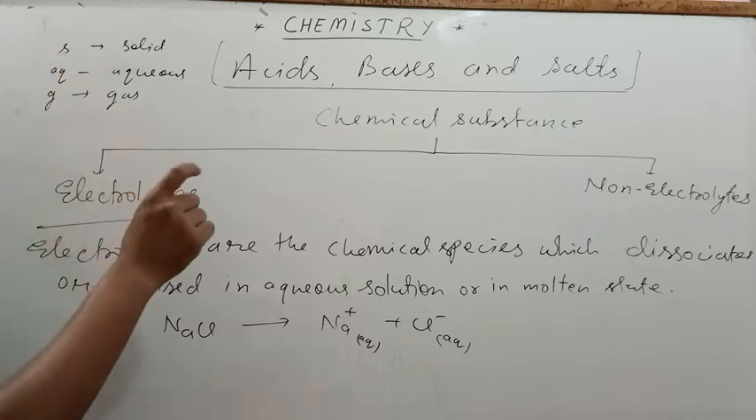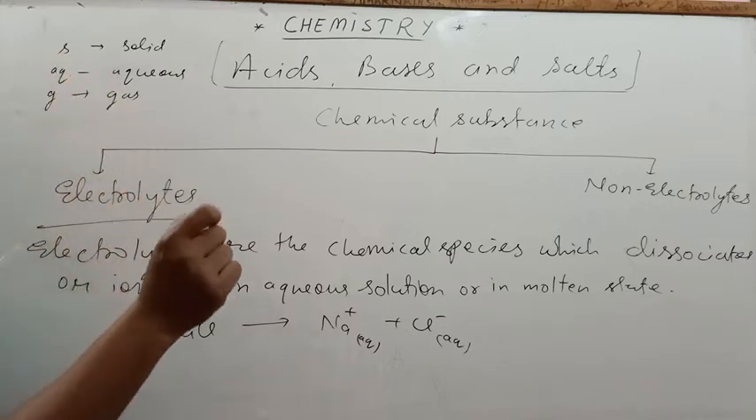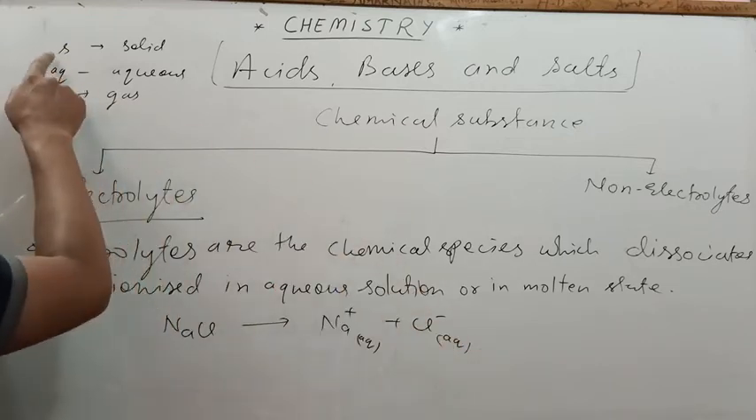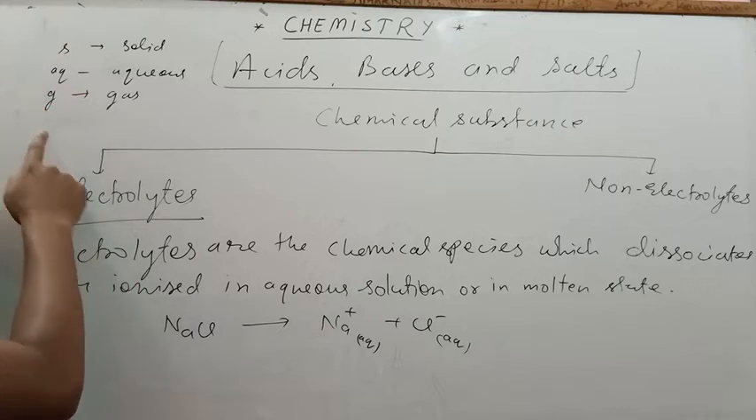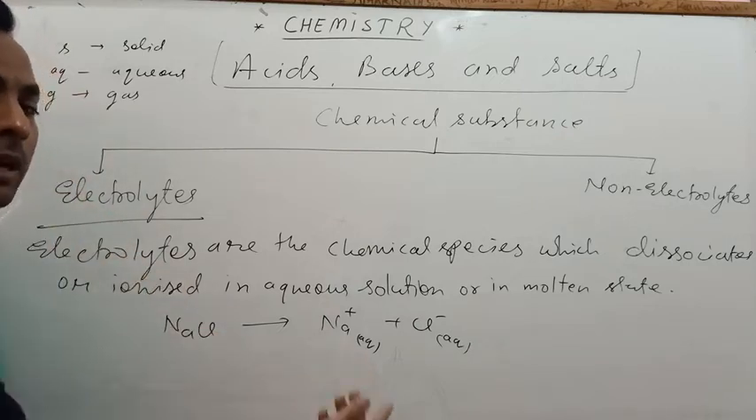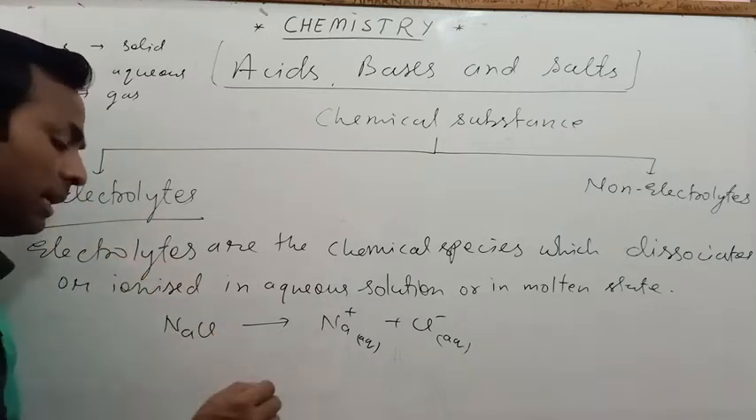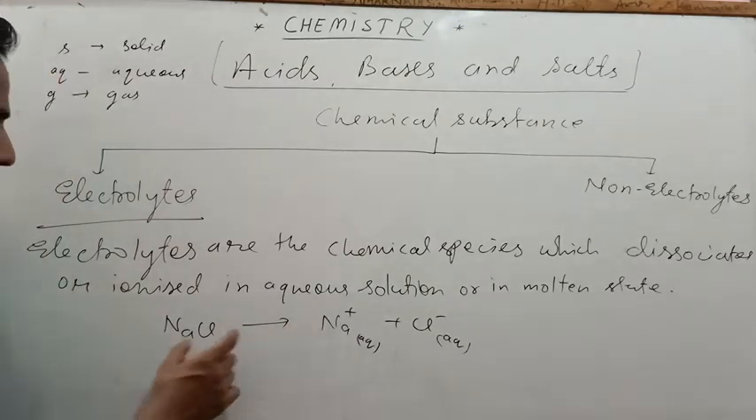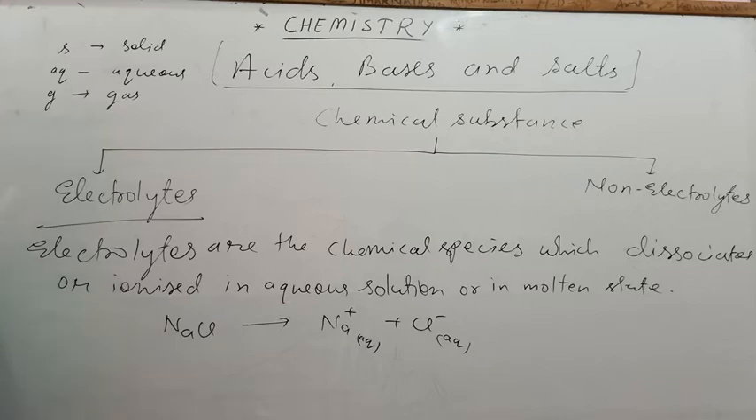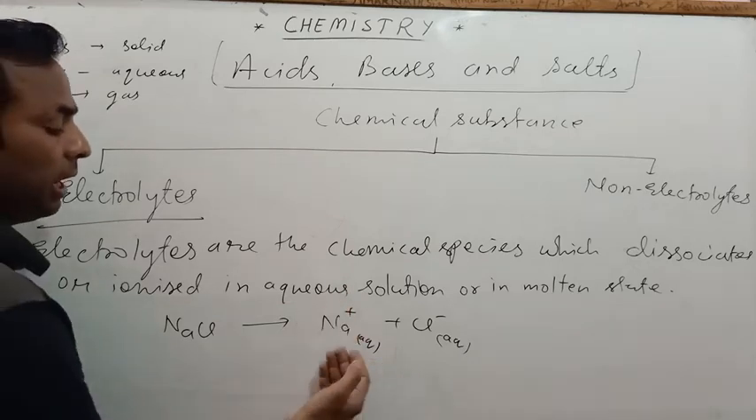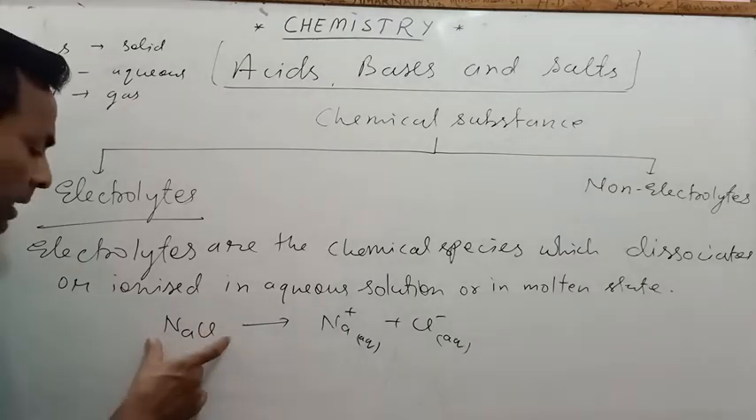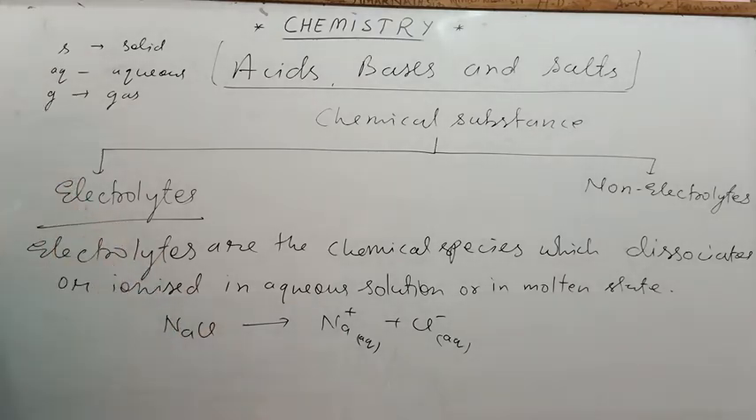So generally in a chemical reaction we have to represent the ions or molecules or other chemical species in the form of S, Aq and G. So already I have written here Aq. Why have I written Aq? Because NaCl dissolves in the water. So when NaCl dissolves in the water, it will give Na+ ion aqueous and Cl- ion. So NaCl is a kind of electrolyte.